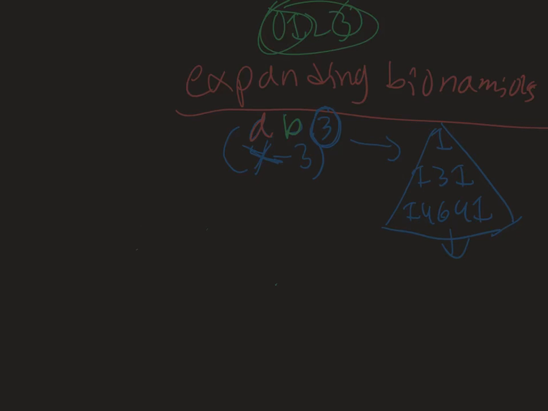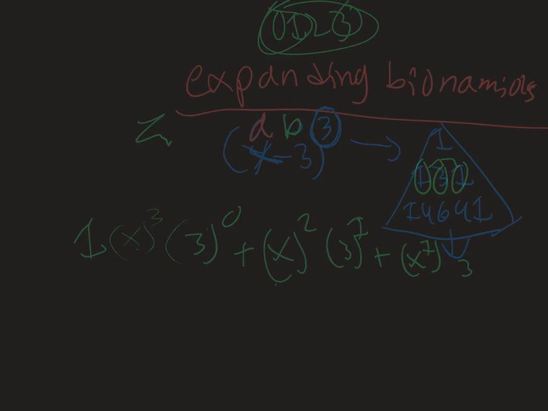Now we're going to have x to the power of 3 times 3 to the power of 0. For the next one, we add the coefficient, which is going to be 1, because in Pascal's triangle there are 4 terms in the equation, since it's to the power of 3. Then the next one, we have x to the power of 2 and then 3 to the power of 1, plus x to the power of 1 with 3 to the power of 2.